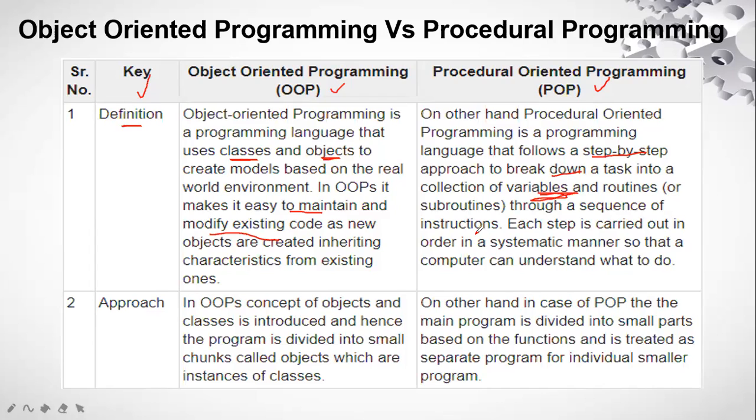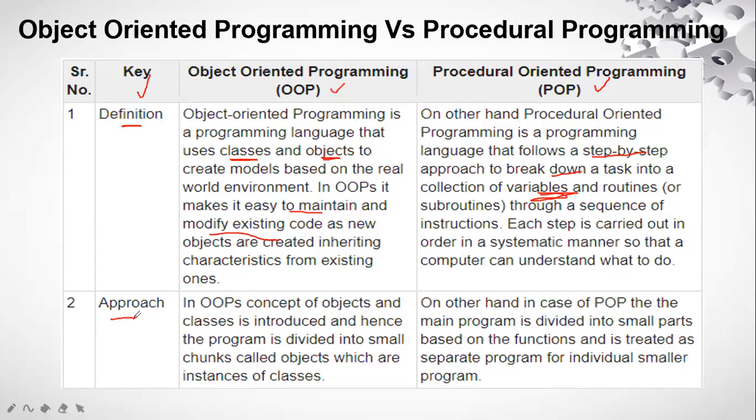Now here we do not have any option of reusing code. As we have already defined in OOPs, we can easily maintain and modify the existing code, but it is not so easy in procedural-oriented programming because we cannot reuse the code. Why can we not reuse the code? Because we do not have classes or objects created according to the real-world entity.